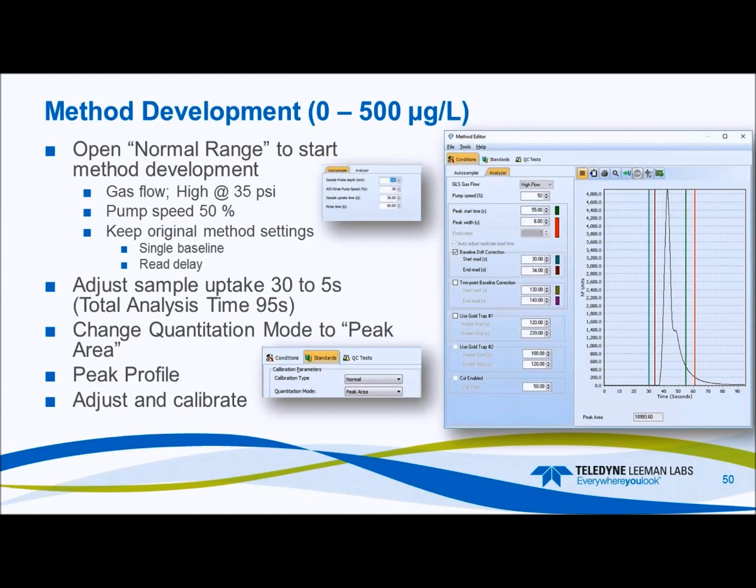I'm going to take my peak mode and change it from peak height to peak area. I want to peak profile and adjust and calibrate. So over here are those standard settings. I just read it. I left them the same, so here's the integration point, but it's still changed to peak area.